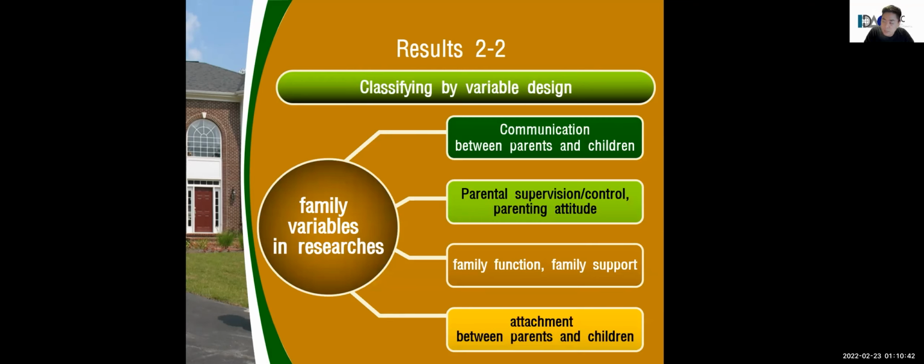And we classified these collected studies by the variable design. Family variables in researches can be classified by 4 main factors. The first factor is communication between parents and children. The second factor was the parental supervision, control and parenting attitude. The third factor was the family function and family support. And the last factor was the attachment between parents and children.